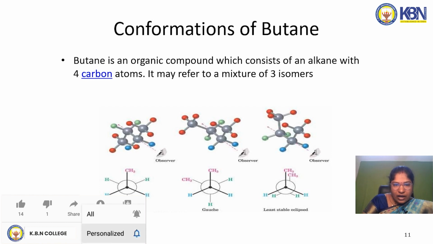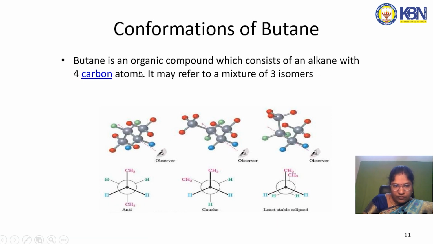And next we go for the conformations of butane. Butane is an organic compound which is an alkane with 4 carbon atoms. The difference between butane and propane is one extra CH2 group in butane. By simple rotation about the carbon-carbon sigma bonds of butane, we can observe 3 types of conformations. One is the anti form, the second one is the gauche form, and the last one is the least stable eclipsed form.